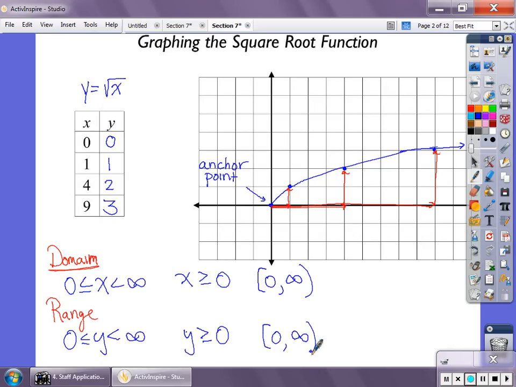All right, now we're going to start shifting this graph around. It's going to look exactly the same, and it's going to be important to remember. The anchor point starts at 0, 0. Then you go over 1, up 1, over 4, up 2, over 9, up 3. That's going to be so important to remember.